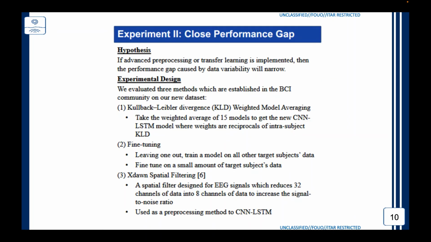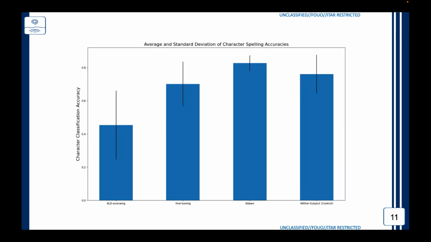We implemented 3 different transfer learning and signal processing methods to address this issue. For KLD weighted averaging, we take a weighted average of the pre-trained models. For fine-tuning, we fine-tune the pre-trained model. For X-zone, we apply the spatial filter.